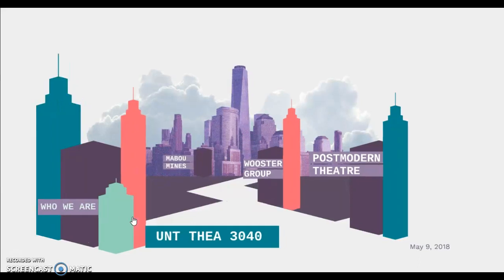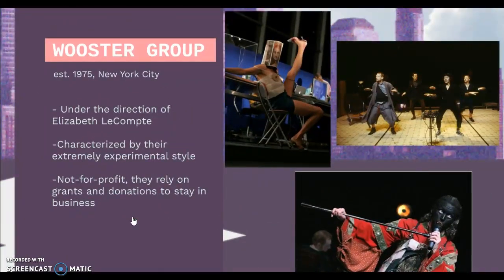So our first group is the Wooster Group. Both of these are located in New York City. The Wooster Group was founded in 1975. However, they did not take on the name Wooster Group until about 1980. And that has been kind of retroactively put on all of their plays since 1975, even though they did not take the name. It's currently under the direction of Elizabeth LeCompte.